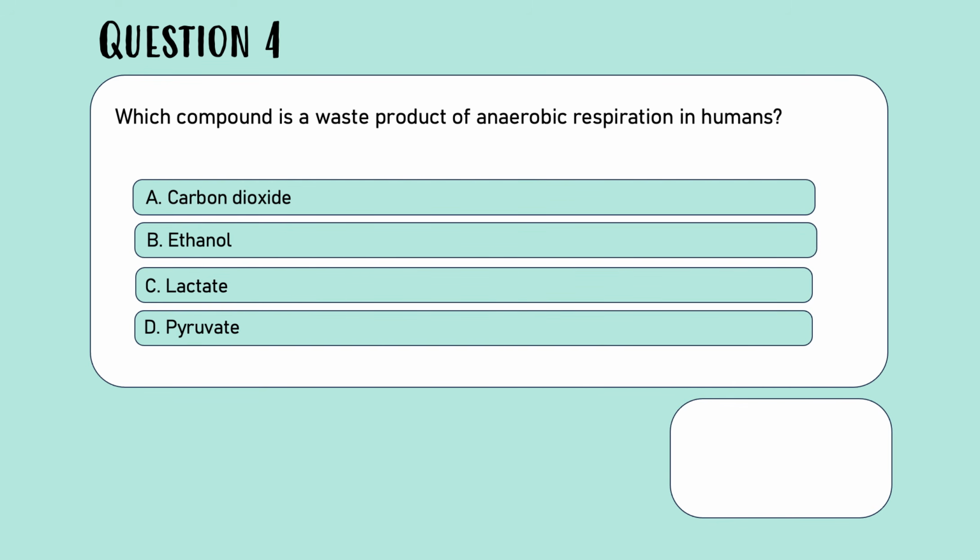Last one here. Which compound is a waste product of anaerobic respiration in humans? What do you say? In humans, it's going to be lactate, remember? Lactate is made in humans. In yeast, it is going to be ethanol and carbon dioxide. And glycolysis produces pyruvate, okay?